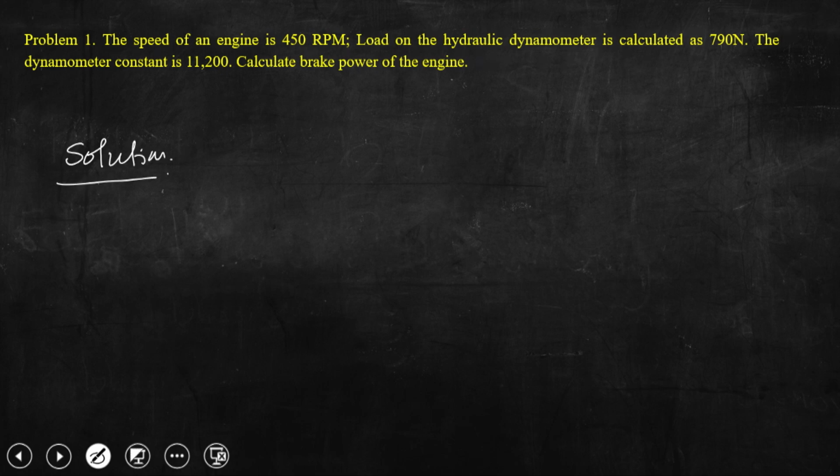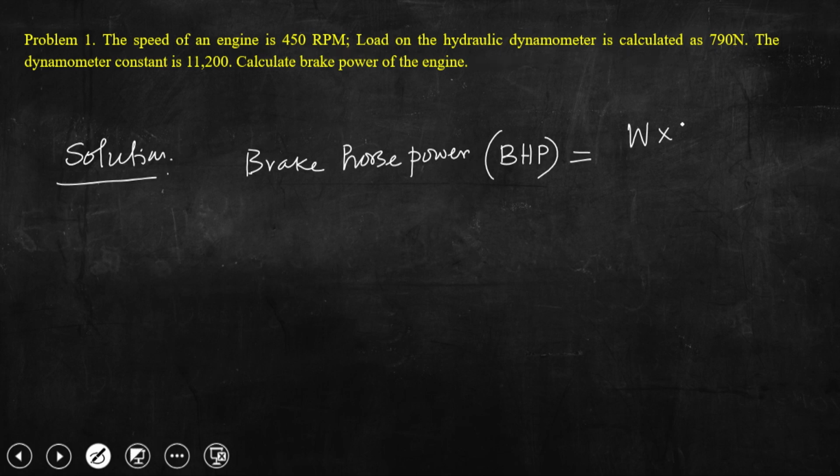Solution. While calculating brake horsepower, using the method that we have discussed today, we have discussed 3 different dynamometers. This BHP is calculated using this formula, that is W into N divided by K. Let me write here what K is. K is the dynamometer constant.